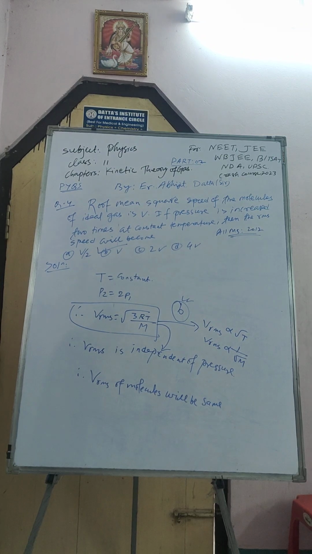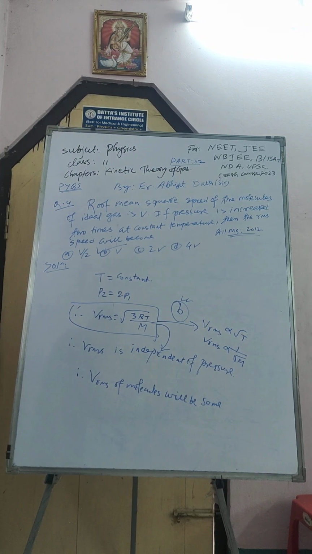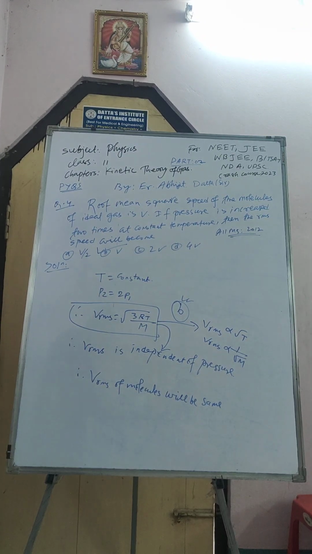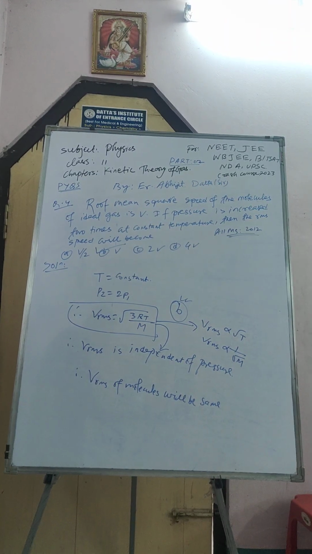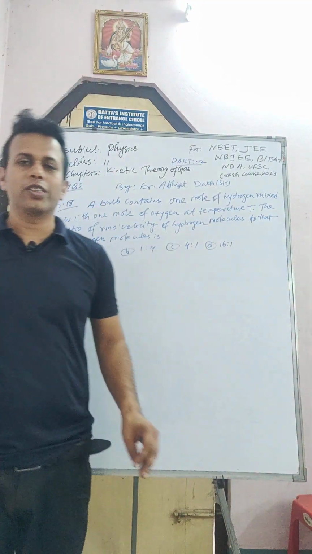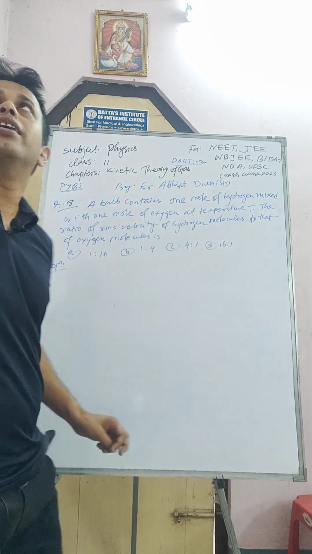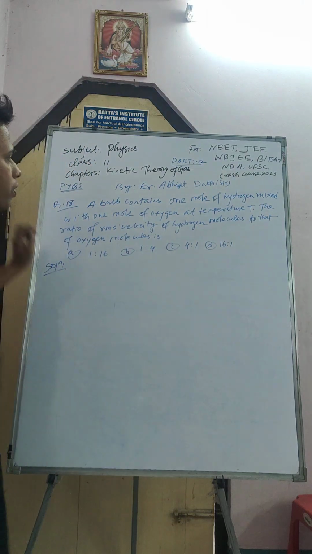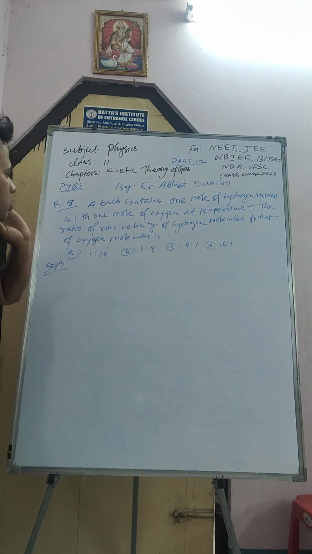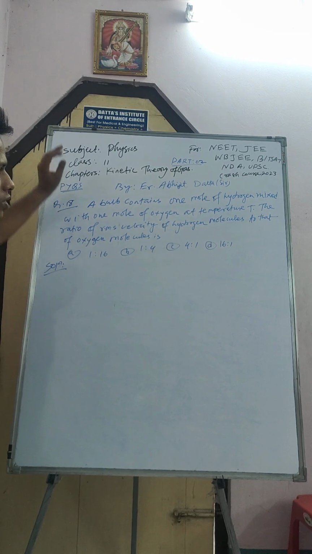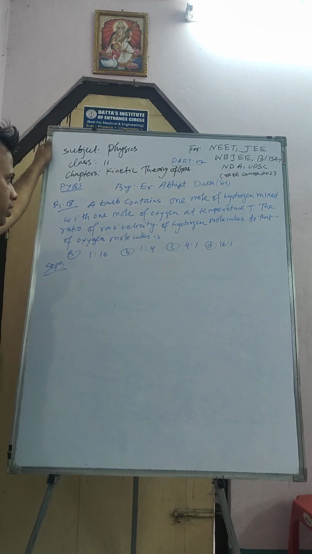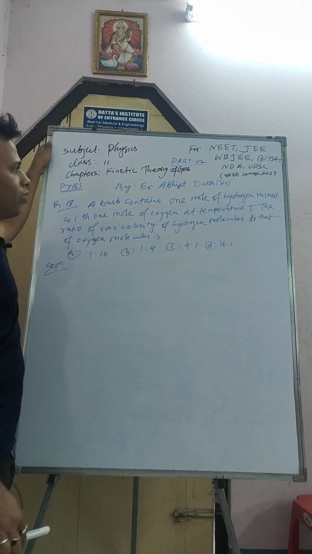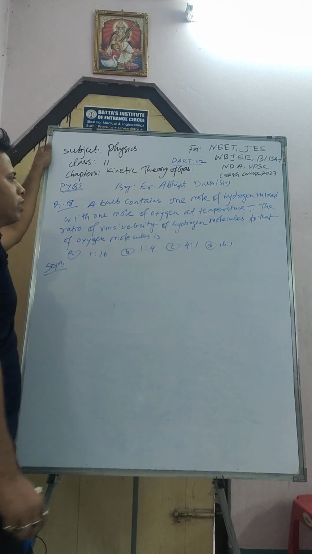Okay, so now we move on to the next question, sir. That is question number 5. Hello students, our next question, question number 5, is like that. A bulb contains 1 mole of hydrogen mixed with 1 mole of oxygen at temperature T. Okay, fine.